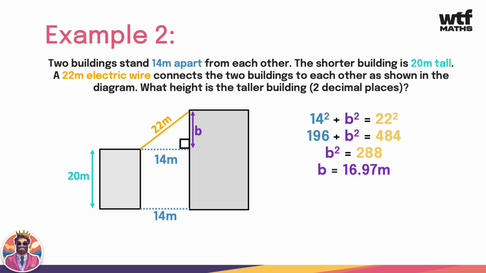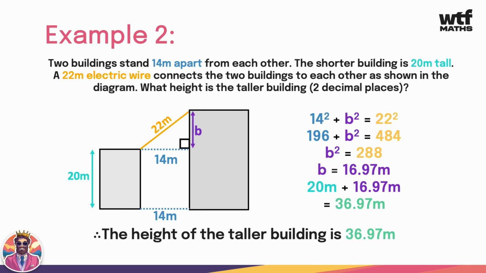Well, all we have to do is take the short building's height of 20 and add on the 16.97. So the short building's height of 20 meters will match this height here, 20 meters, and then we just add on our 16.97. 20 plus 16.97 is 36.97 meters, so the height of the taller building is 36.97 meters.